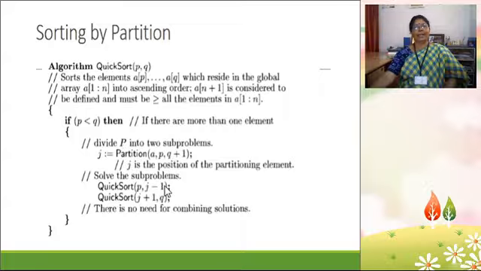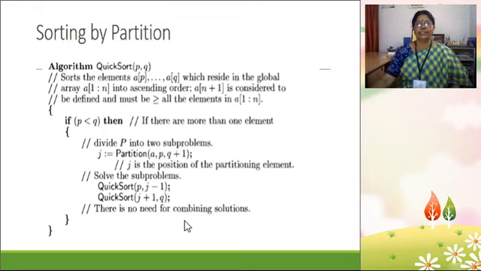Again, we recursively apply quicksort to sort the subarrays. So please observe that there is no need for merging in quicksort. So there is no need for combining solutions as well. So this is considered to be an efficient sorting algorithm based on divide and conquer strategy.